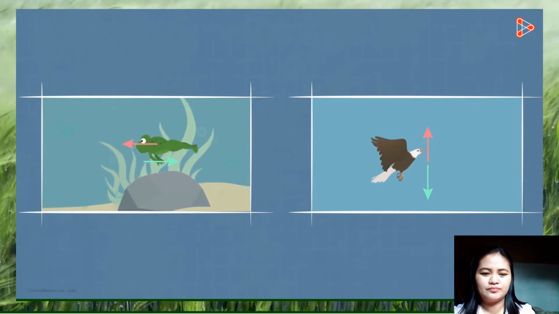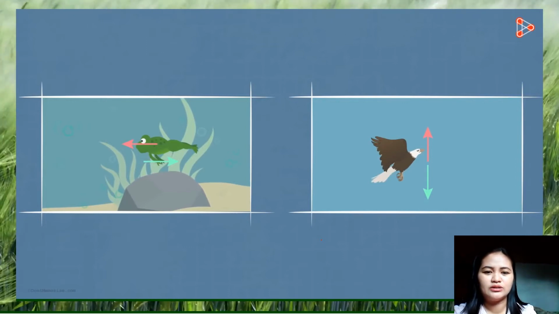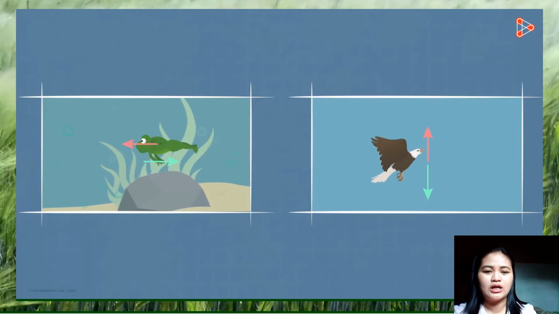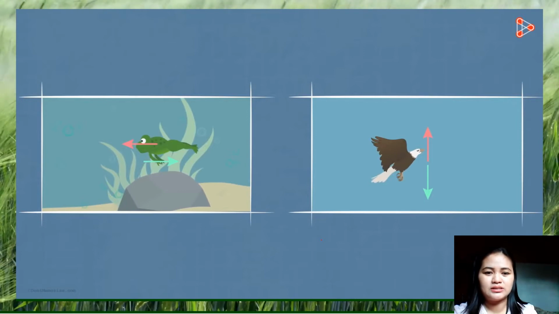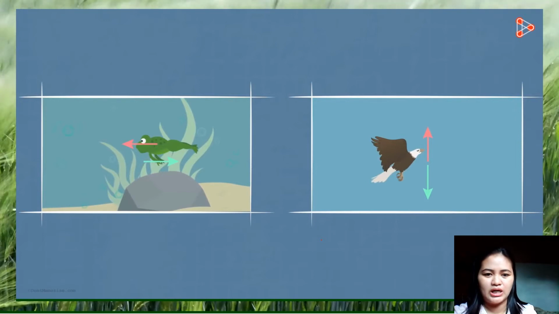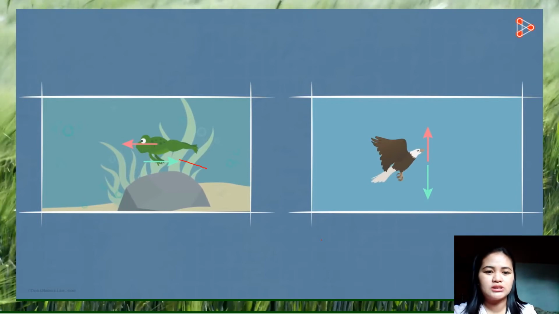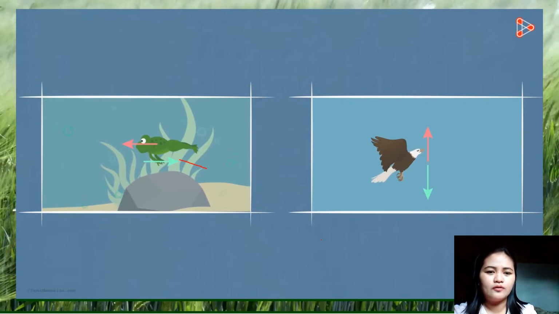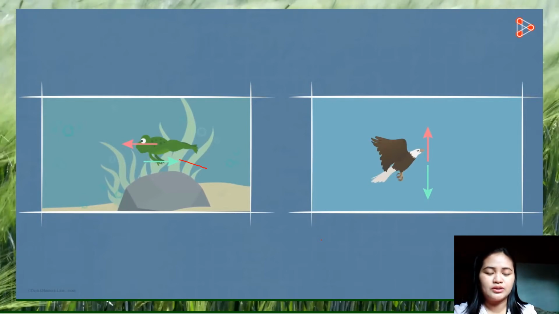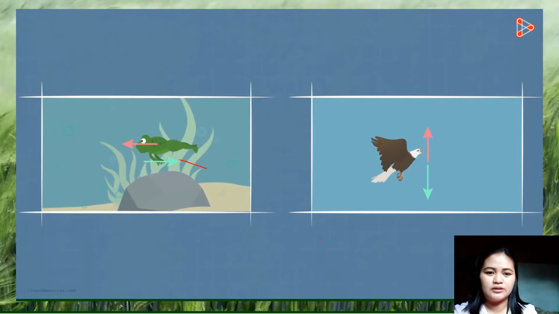I-explain natin yan, ano? So, in the first picture to the left is a frog and the water. So, the frog and the water are the two objects interacting with each other. What is the action? The frog swimming pushes the water backward. So, ito yung green arrow. What is the reaction? It's the water pushing the frog forward. So that is the equal and opposite reaction. So again, the two objects interacting are the frog and the water.